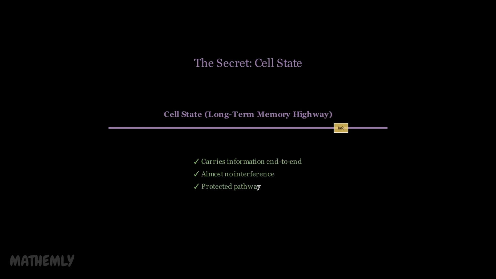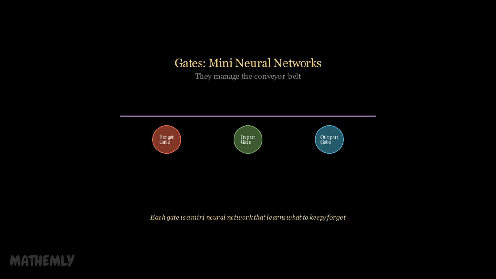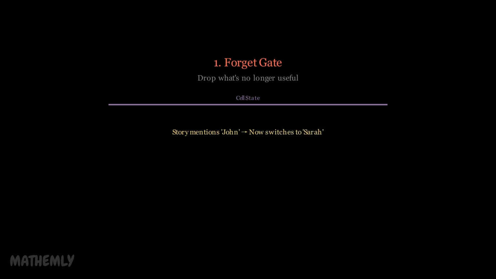But the network doesn't just blindly keep everything. LSTMs use special structures called gates, which are essentially mini neural networks inside the main network, to carefully manage what goes on and off this conveyor belt. There are 3 main gates. The forget gate. This decides what information is no longer useful and should be thrown away. For example, if a story stops talking about John and introduces a new character Sarah, the forget gate learns to drop the memory of John so the network doesn't accidentally use the pronoun he later on.